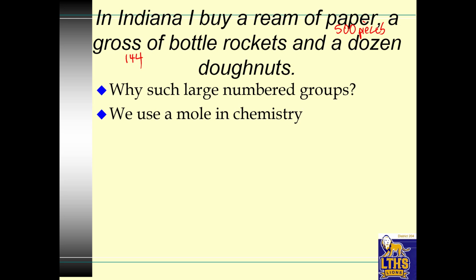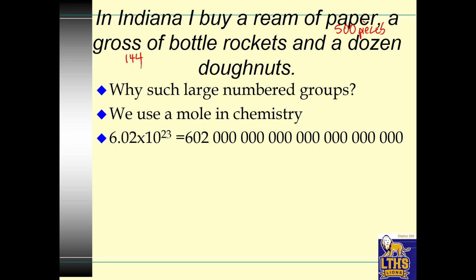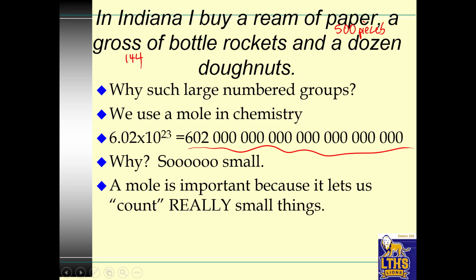So what do we do in chemistry? We use a mole. Here's what a mole means. It means 6.02 times 10 to the 23rd. That's a huge gigantic number. Look at that. 6.02 and all those zeros. So why is it so huge? Well, atoms are tiny. Atoms are very, very tiny. So there are going to be this many atoms in a mole.